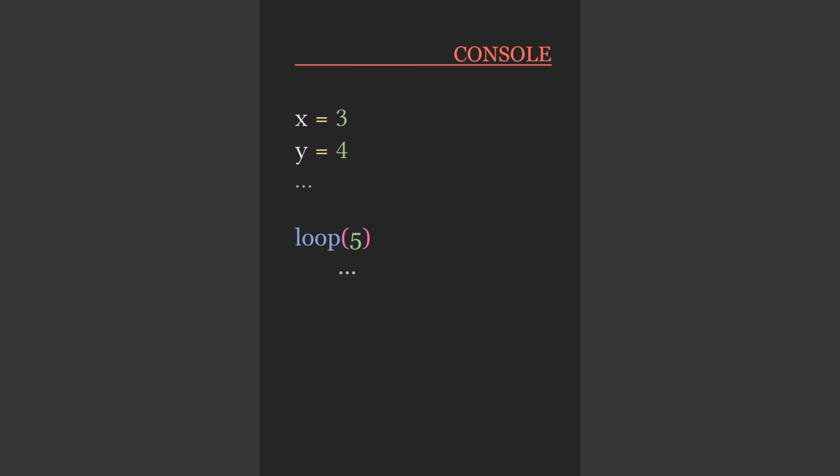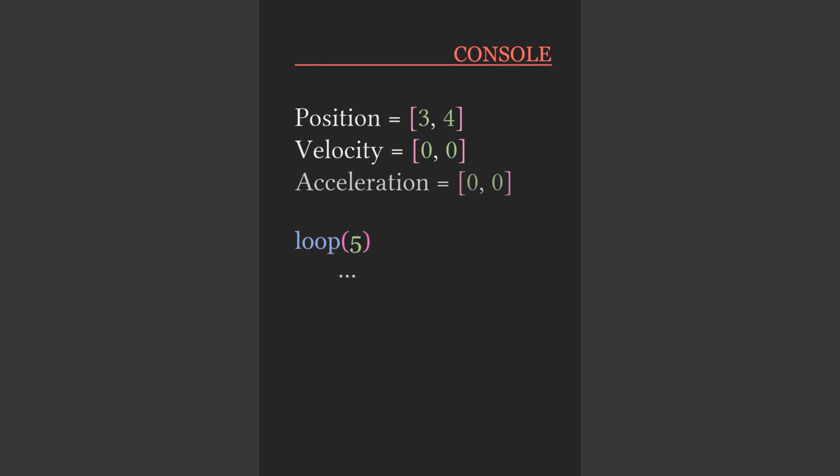Instead, we create a list of 2 elements called position. It'll contain the x and y value of our circle. Then we create a list with the velocity of our circle, which we initially specify as 0. And finally, we need the acceleration, which is also 0. At each step, the position is updated by the velocity, because the velocity is the change in position over time. Velocity is updated by acceleration, because acceleration is the change in velocity over time.